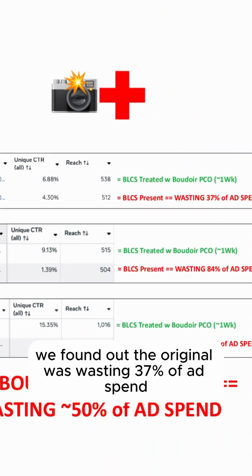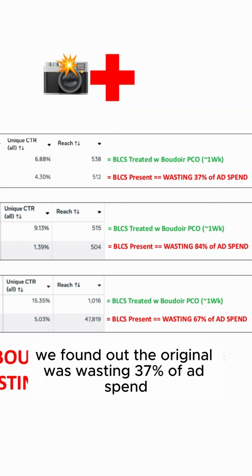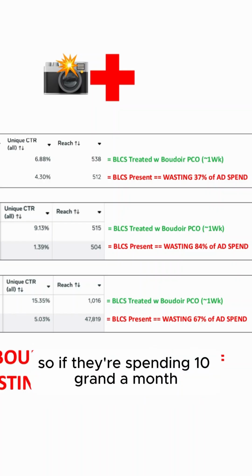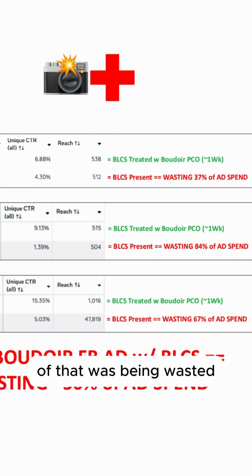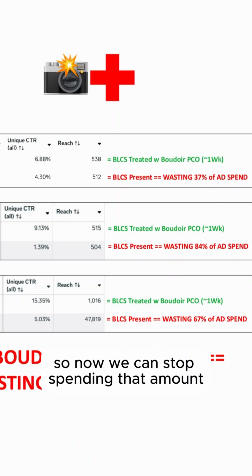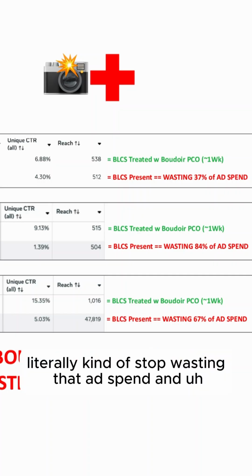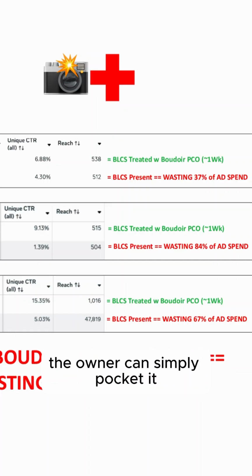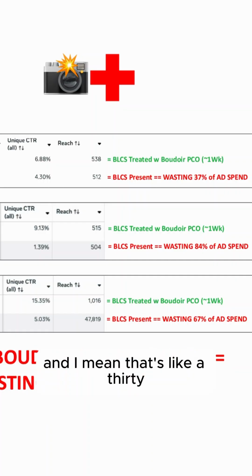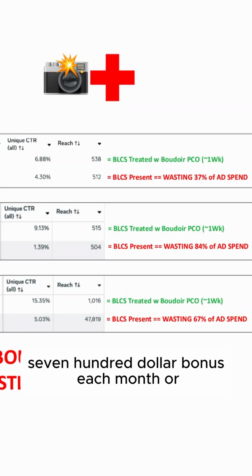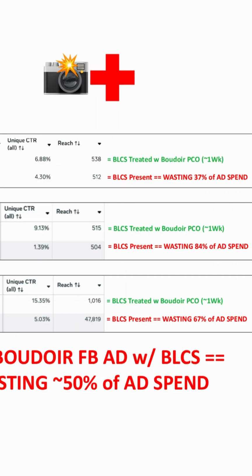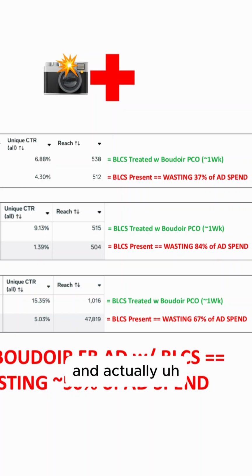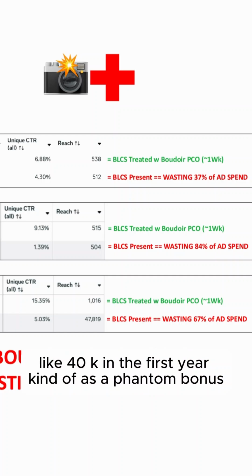So we found that the original was wasting 37% of ad spend. So if they're spending 10 grand a month, 3,700 bucks a month of that was being wasted. So now we can stop spending that amount, literally kind of stop wasting that ad spend. And the owner can simply pocket it. And I mean, that's like a $3,700 bonus each month, actually about 40K in the first year, kind of as a phantom bonus.